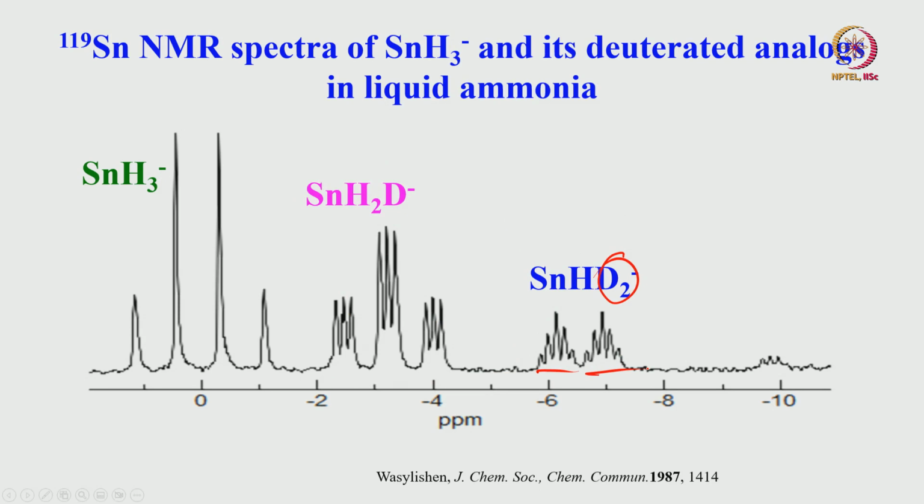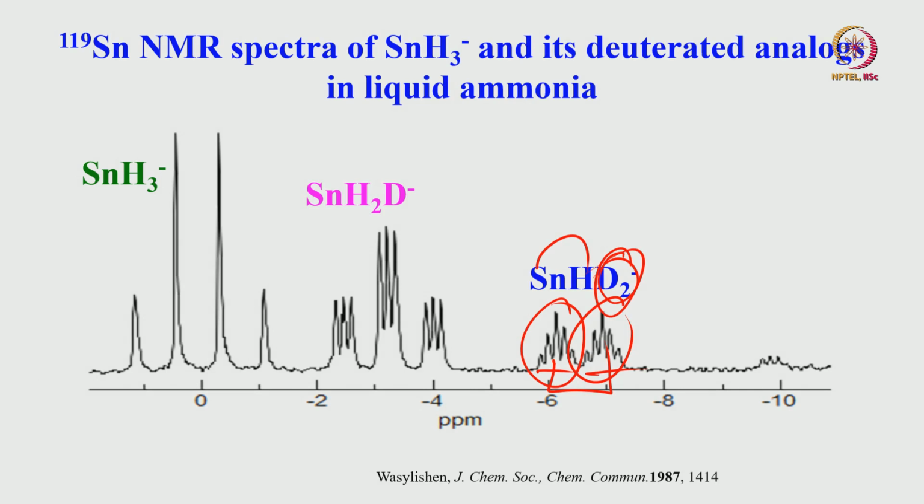1, 2, 3, 2, 1, which we saw earlier. 2 deuterium equivalent, when it splits spin off nuclei, it will make it 1, 2, 3, 2, 1 pentet. That's what you get. First, this doublet is because of Sn-H coupling, and each of these pentets is coming because of deuterium coupling. So that's also possible.